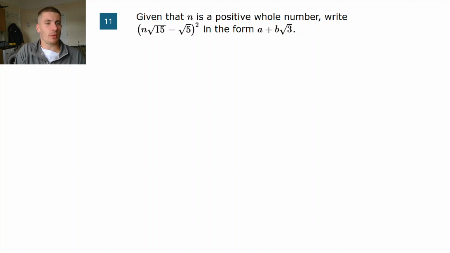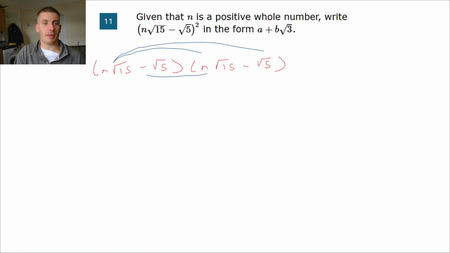So let's go through it, just working through it really carefully. We've got n root 15 take away root 5, and we're squaring the whole bracket, so we're just timesing the bracket by itself. So n root 15 take away root 5. And it's just a case of working through this carefully, multiplying out the brackets, like we know how to do. So first by first term, first by second, second by first, and then second by second.